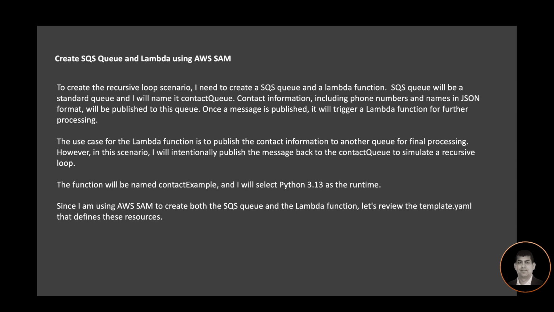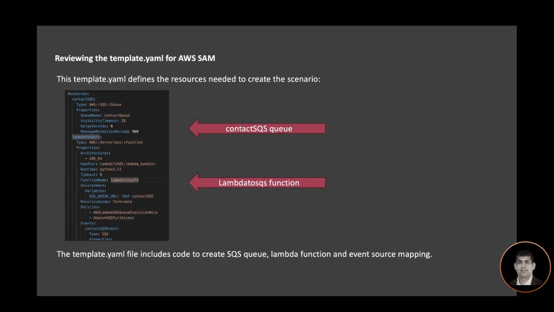Since I am using AWS SAM to create both the SQS queue and the Lambda function, let's review the template.yaml that defines these resources. This is our template.yaml, and this YAML is defining the resources needed to create the scenario. So let's look at our first resource here. Here is our SQS queue that's getting defined. It has the standard parameters that are required for the SQS queue: visibility timeout, the delay seconds, the message retention period, and so on.